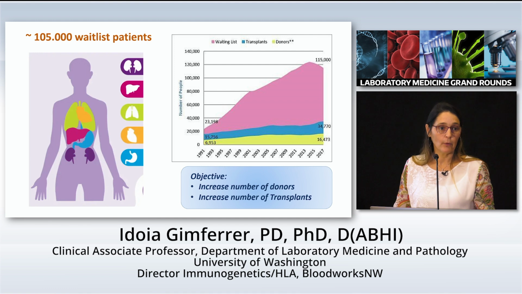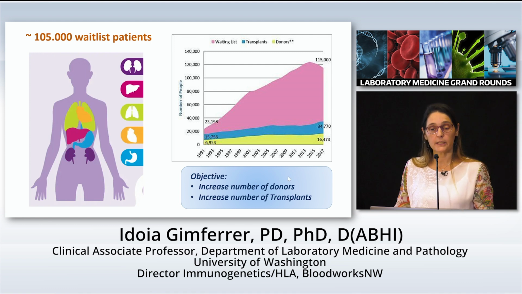This is how many people are waiting for an organ transplant in the United States. More than 100,000 people waiting. This is a chart that ends in 2017. It's a little old, but you can see it was higher and it's dropping slowly. This is because we are increasing the numbers of donors and transplants. And this is what we need to keep doing.